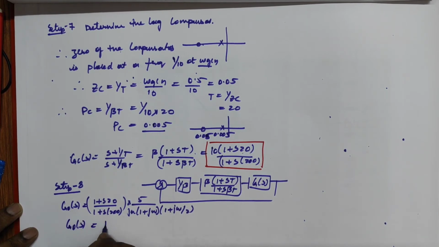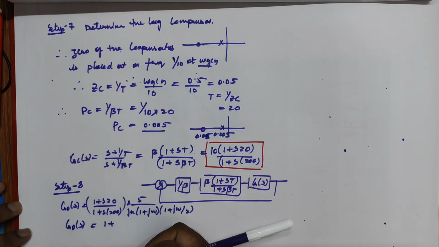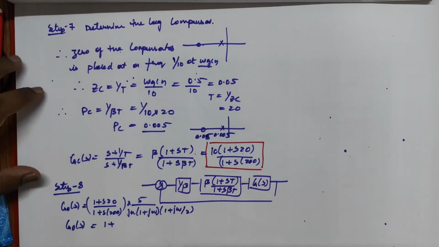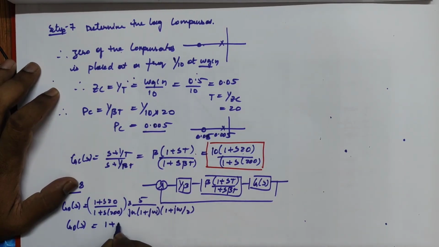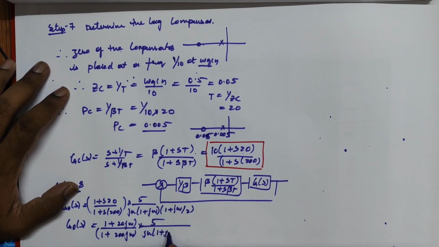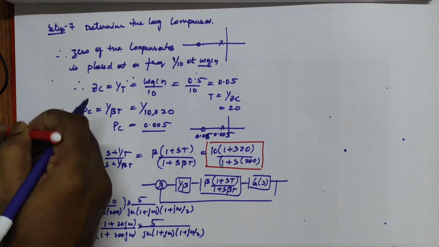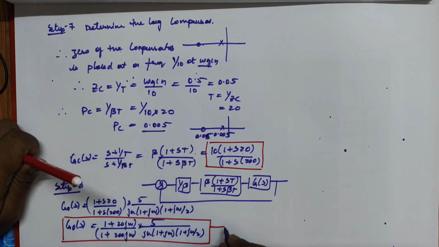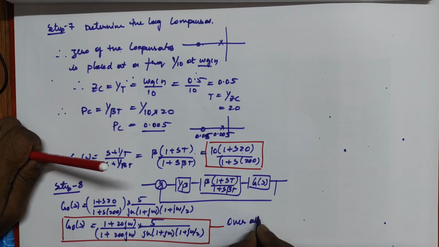So if we further do this, we obtain G0 with s equal to jω, so (1 + 20jω) / (1 + 200jω) into 5 / (jω(1 + jω)(1 + jω/2)). So this is the overall compensated system.